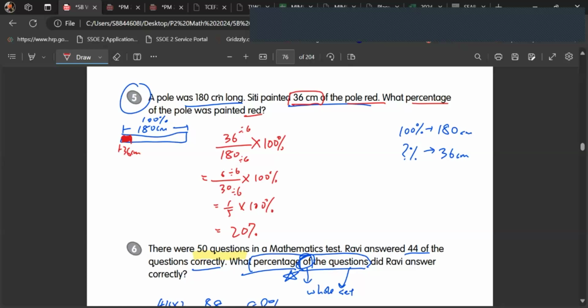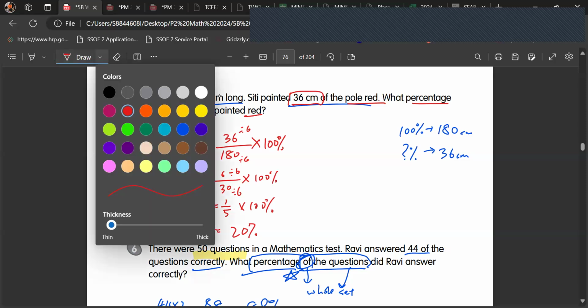So in this case, I think this method is easier because it helps you with the division, the simplifying of the fraction. And then you can get to 1/5 times 100. So it's easier.